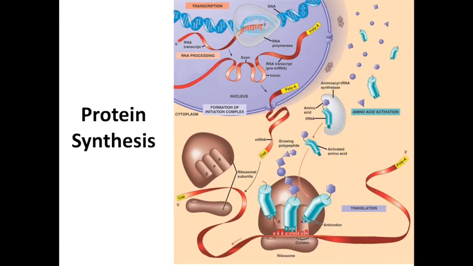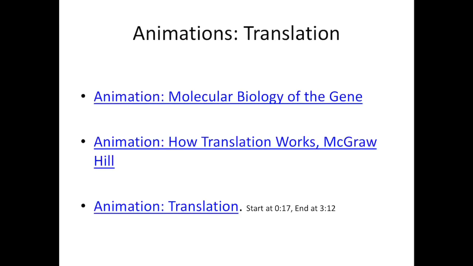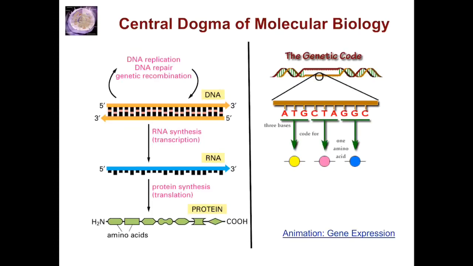That messenger RNA leaves the nucleus and goes to the cytoplasm and binds to a ribosome. And this is where we're going to talk about how the ribosomal pieces come together and the tRNAs carrying the amino acids come to make a new protein or polypeptide. So again, there are some good translation animations that you could take a look at. But we're going to first focus on the central dogma of molecular biology.